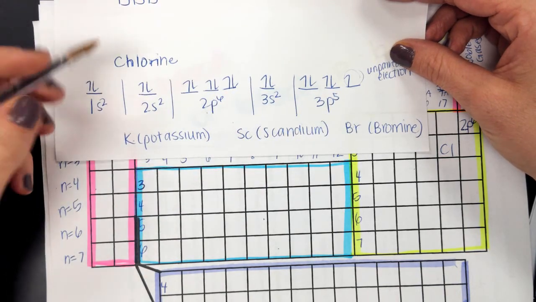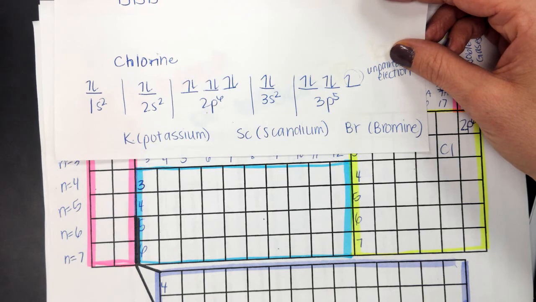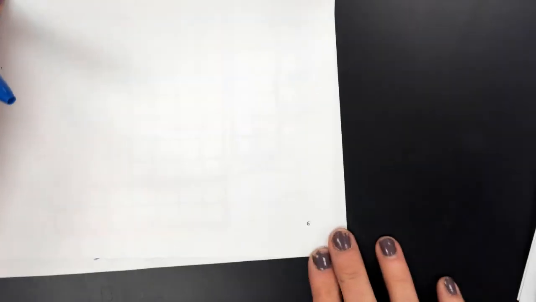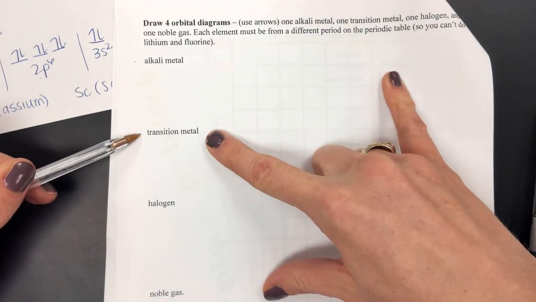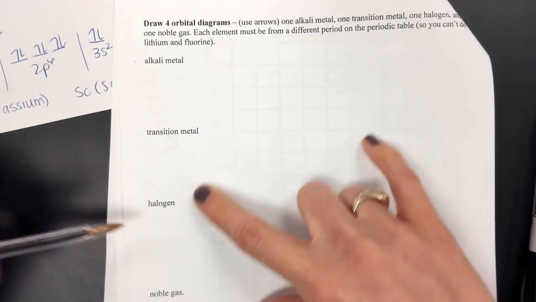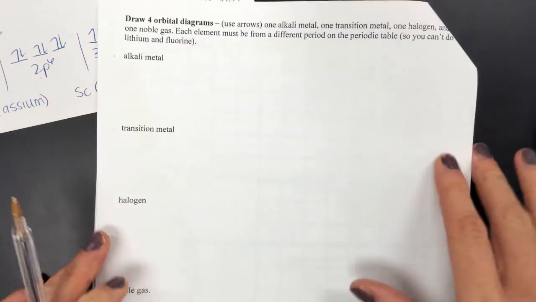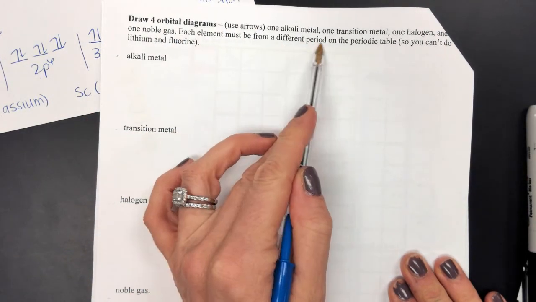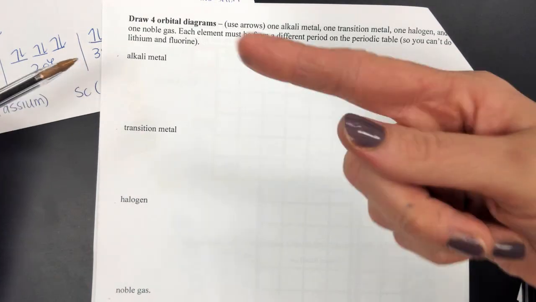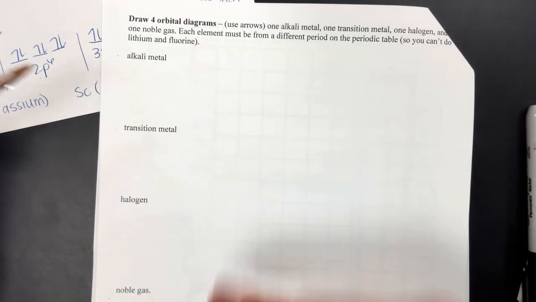If you feel lost, confused, behind, come and get help. And then your assignment is in the packet, page 6. You need to draw 4 orbital diagrams, one for an alkali metal, a transition metal, that's those D block elements, a halogen, and a noble gas. And make sure you read the directions that they all have to be from different periods. Okay, so one from period 1, 2, 3, and 4. Okay?